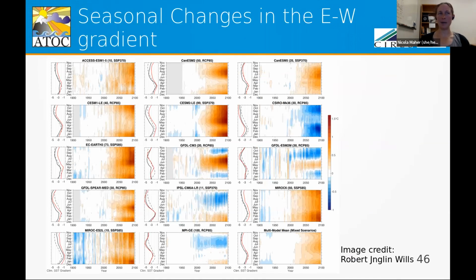And you can see here time series for each model and for each month. And basically red means El Nino-like warming, blue means La Nina-like warming, and white means everything's kind of warming at the same rate because we're looking at an east-west difference. And again, you can see model differences. If you look at the bottom right multi-model mean, you see what we see in the CMIP mean, which is El Nino-like warming across the models. But if you look at individual models, you can see some differences.